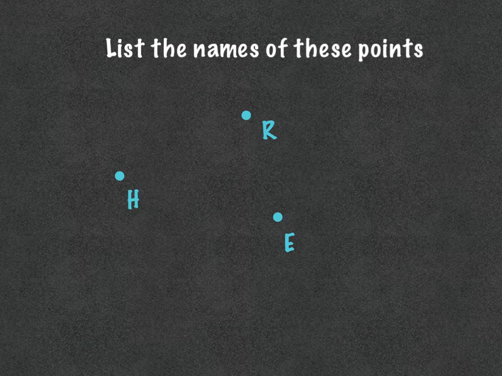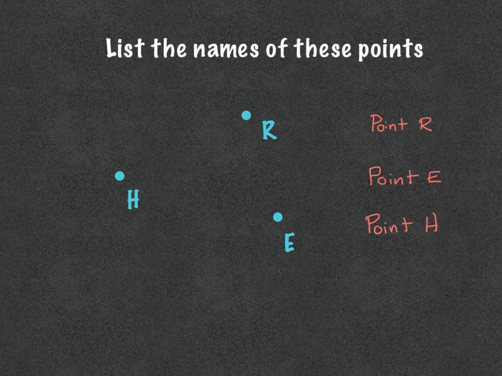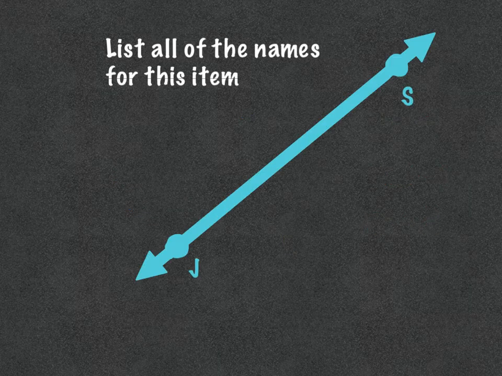These are different points. So this would be point R, and oftentimes they'll list them. If they're saying locate point R, they would just write it as point R. And then we also have point E, and remember our capital letters. And then we also have point H. So we have 3 different points on this page.